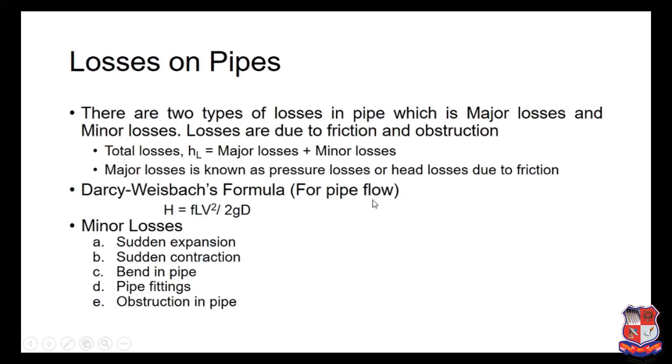Now other losses will also be there in the pipeline. These will be because of sudden expansion in the pipe or sudden contraction in the pipe or bend in the pipe or pipe fittings like valves, elbows, etc. Then obstruction in the pipe, right? These are the minor losses.